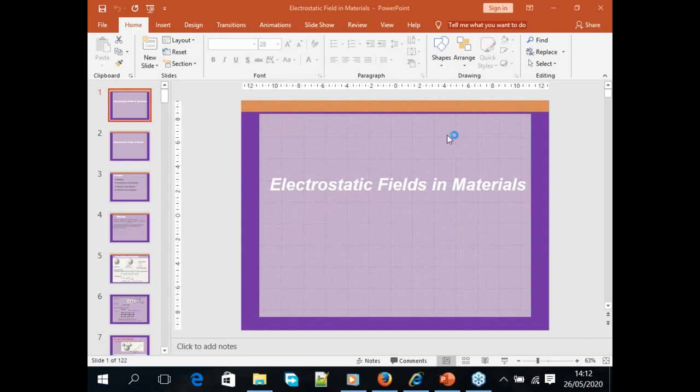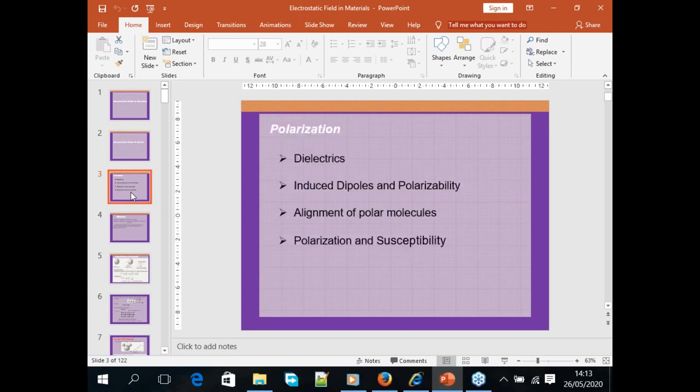Okay, welcome everyone to today's class. Today we'll be looking at electric fields in matter. With the time we have, let's start with polarization.